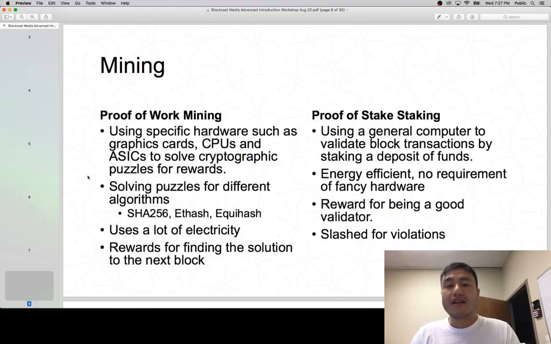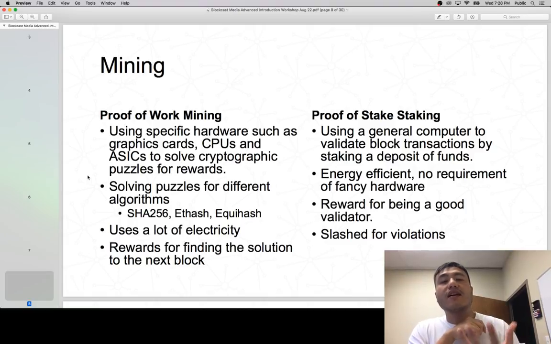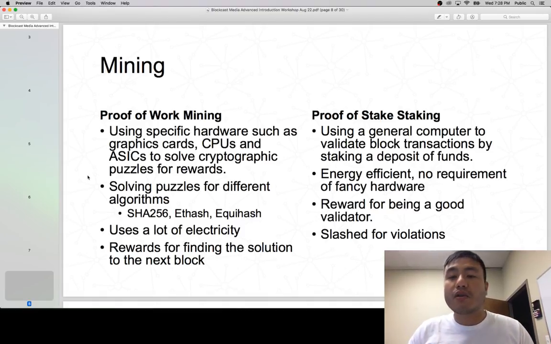Proof of stake is a different type of mining. Instead of contributing your hardware resources and your electricity to try to solve the cryptographic puzzle, now you are using a computer to basically vote on blocks. And how you do that is by putting in an economic deposit of, say, a cryptocurrency, to vote on these blocks and to keep the network secure.